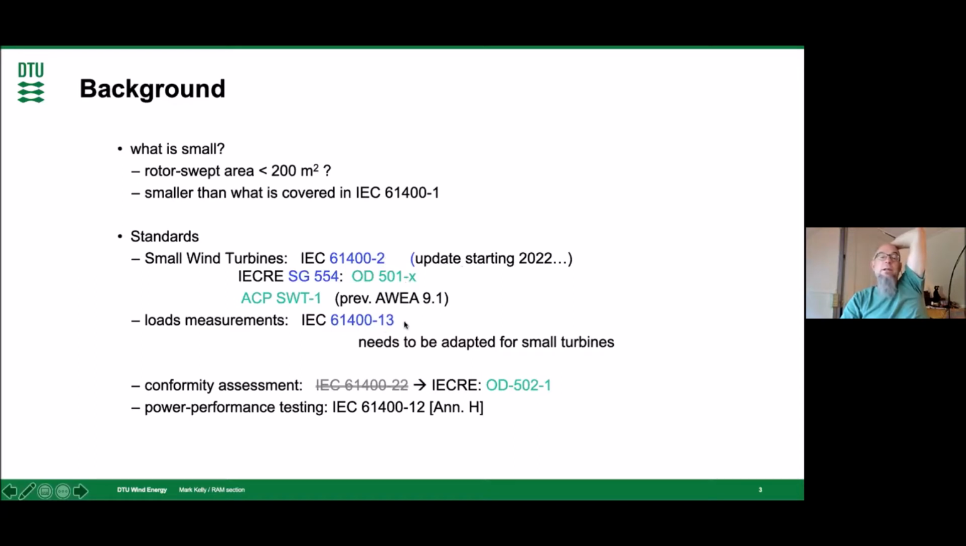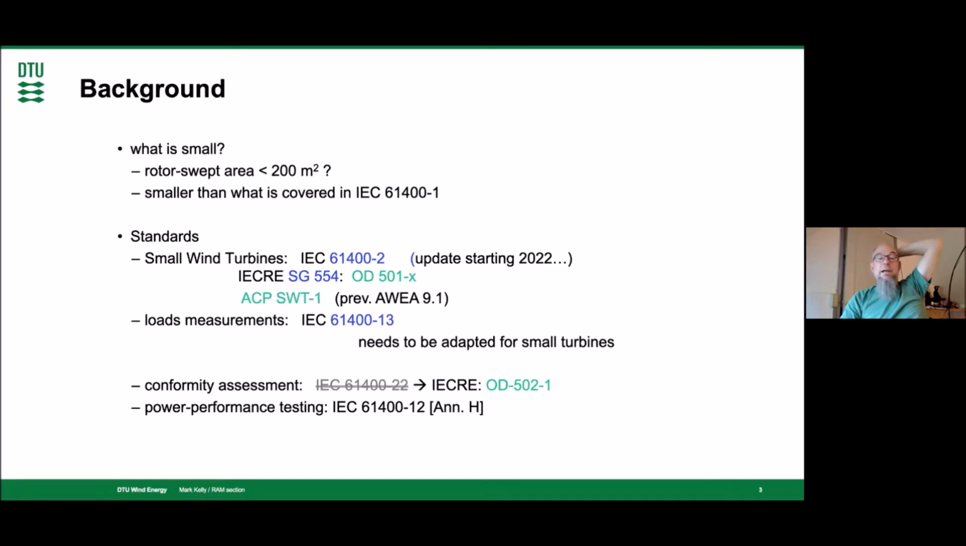And there's also a bit on loads that we have to worry about, and even though it says so, the -13 doesn't really cover small turbines very well. It still has to be adapted. There used to be a standard on conformity assessment, the -22, but that got scrapped, and now there's another IECRE group, SG 550, I think. There's an operational document coming out, and actually, I think you can get a copy nowadays. But again, that doesn't really cover small turbines totally. On the American side, they are working on that as well, I should say. Brent could say more about that.